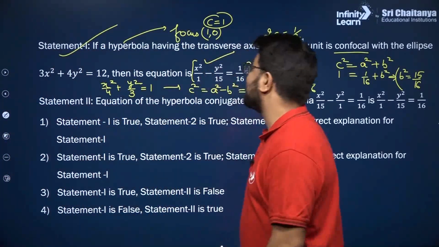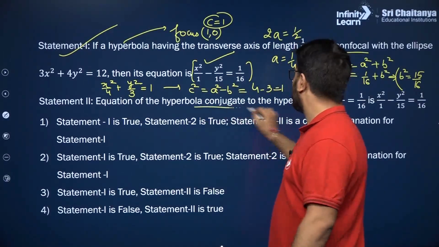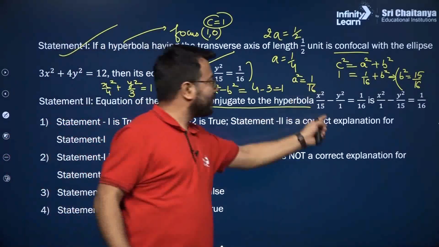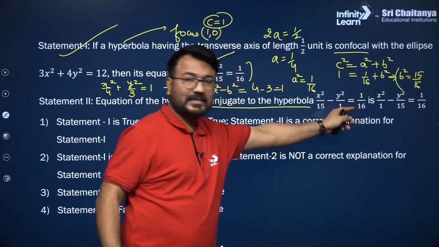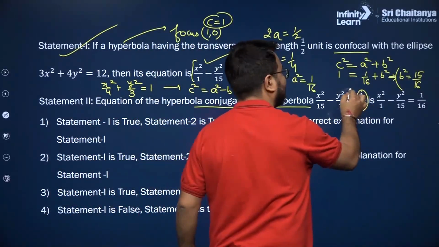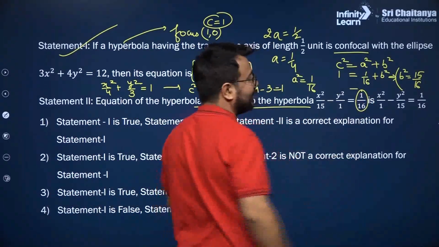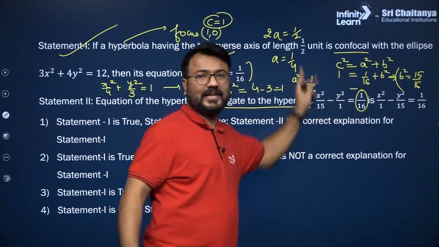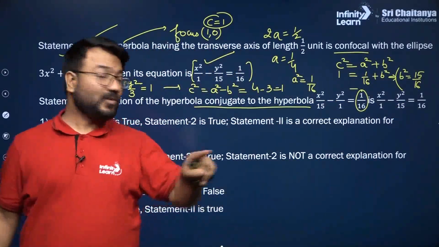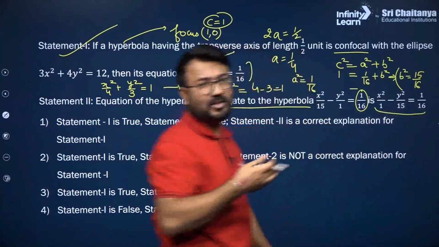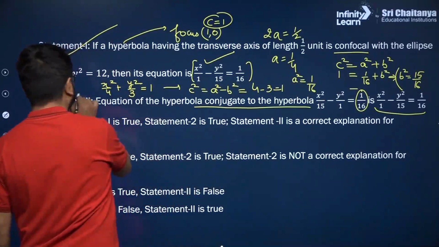Now let us move ahead to statement number 2. The equation of the hyperbola conjugate to the hyperbola. So basically there is a hyperbola equation given to us, x square by 15 minus y square by 1 equals 1/16. And if I want to make the conjugate of it, instead of 1/16, we just need to replace it with minus 1/16. In that situation, the term of x will become negative and the term of y will become positive. So here it is wrong. This is another hyperbola which is not conjugate with this. So that is why statement 2 is false.